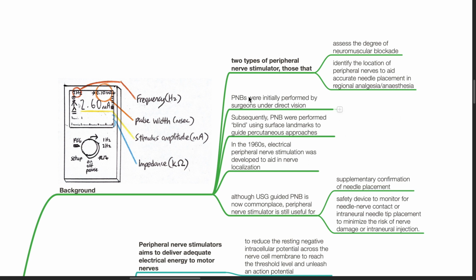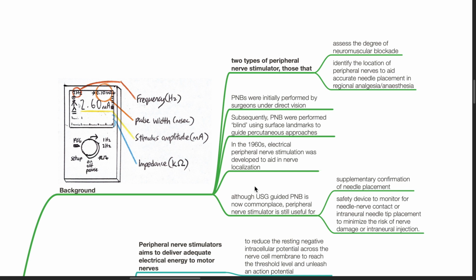Peripheral nerve blocks were initially performed by surgeons under direct vision. Subsequently, peripheral nerve blocks were performed blind, using surface landmarks to guide percutaneous approaches. In the 1960s, electrical peripheral nerve stimulation was developed to aid in nerve localization.